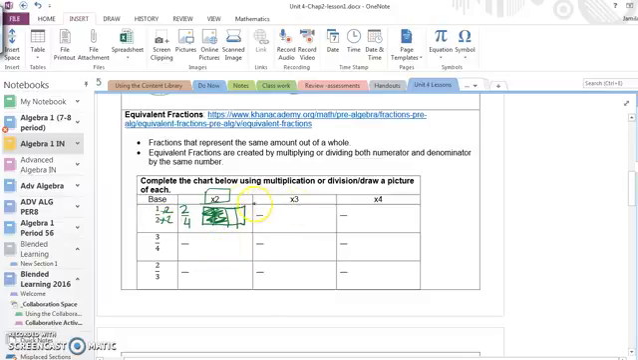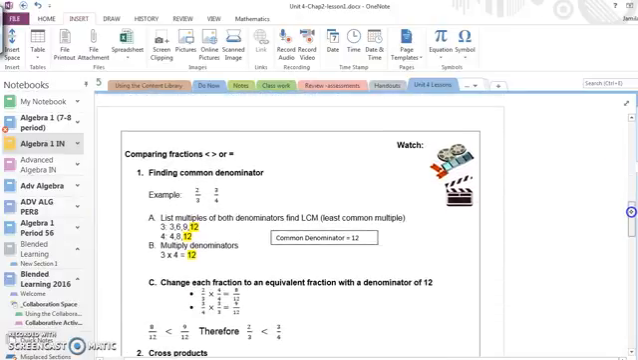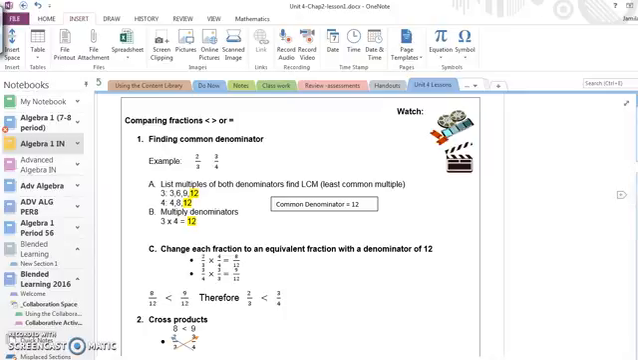Same thing if I multiply by 3. 1 times 3 would be 3. 2 times 3 would be 6. 3 is half of 6. So it still represents 1/2. If I multiply by 4, I would get 4. And 4 times 2 is 8. 4 is half of 8. So even though the numbers in the fraction have changed, they still represent the same portion of the whole, which is 1/2. Let's scroll down. I want you to complete the chart for 3/4 and 2/3. After you complete that, then let's scroll down and let's look at comparing fractions.